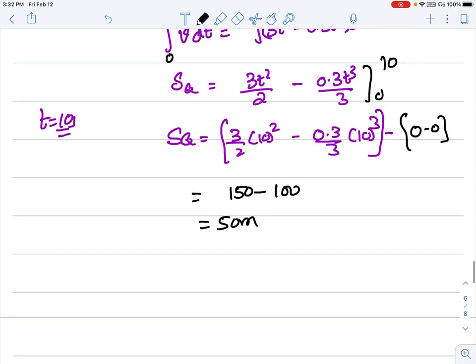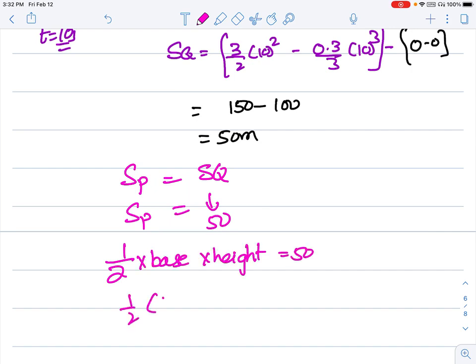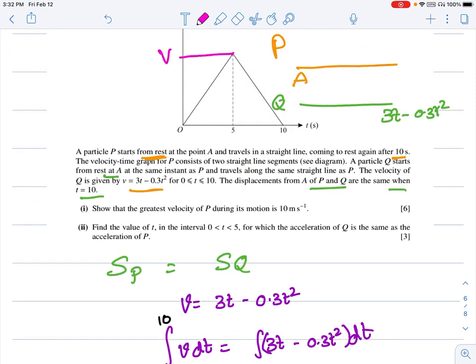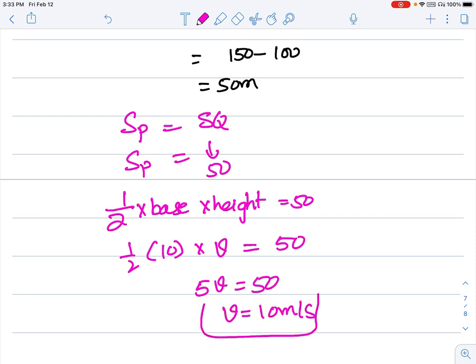So Q has traveled 50 meters, but in the question what has been given, SP is equal to SQ. So SQ is 50 meters, so SP is also 50 meters. SP is in the form of a triangle, so area of a triangle is half base into height is equal to 50. Half base is again 10 seconds, which is the time, and height h is equal to 50. Height h, instead of h, I can consider height as V. So from there, 5v is equal to 50, so v is equal to 10 meters per second. So this is the greatest speed reached by P.